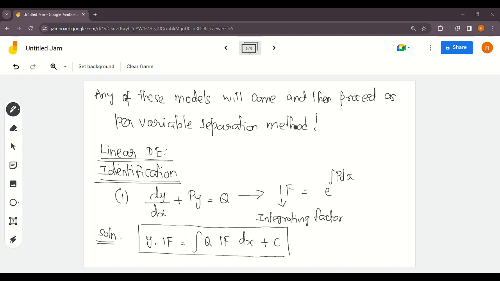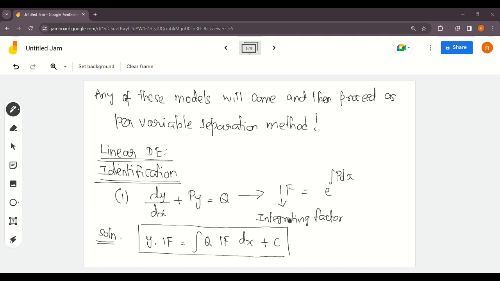So now next comes the linear differential equation. In linear differential equation, just like homogeneous, you have got two models. I have given you a special representation to identify this linear differential equation. It will be of this form: dy by dx plus py equal to q, and here p is nothing but the coefficient of y. So after seeing this, you should identify that it is a linear differential equation and then proceed as per this.